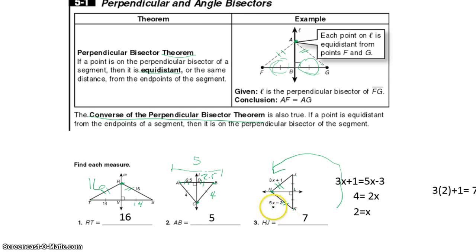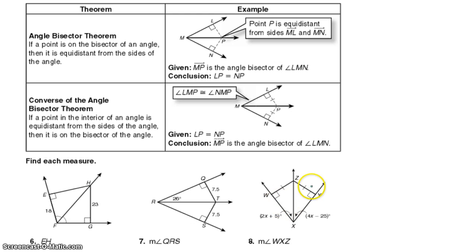Okay. Now let's move on to our angle bisector. We also have a theorem for our angle bisector. If a point is on the bisector of an angle, then it is equidistant from the sides of the angle. So let's come over here and take a look at our drawing. Here is point P. We are given that ray MP is the angle bisector of angle LMN. So what do we know? We know then that these angles are congruent to each other, so we'll put in our tick marks.